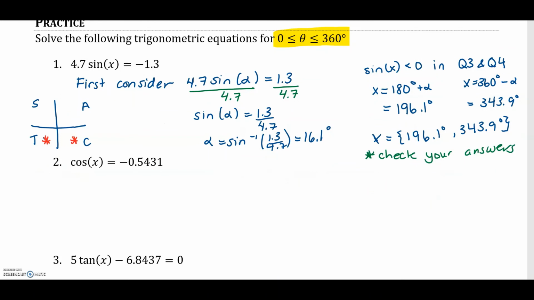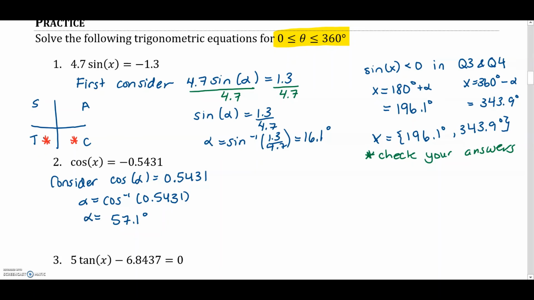With the next example, we have that cos of x is equal to negative 0.5431. We want to force the initial angle that we find, alpha, to be an angle within quadrant 1. To do so, we consider cos of alpha is equal to 0.5431. When we solve for alpha using our calculator, we find that alpha is equal to cos inverse of 0.5431, which is equal to 57.1 degrees.